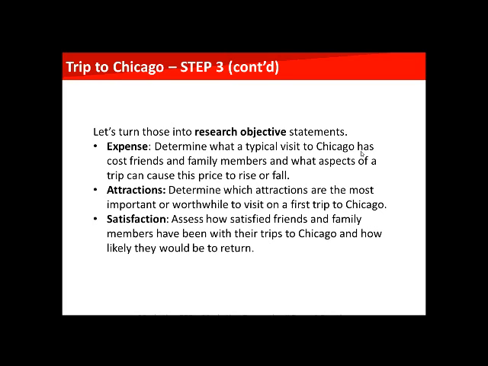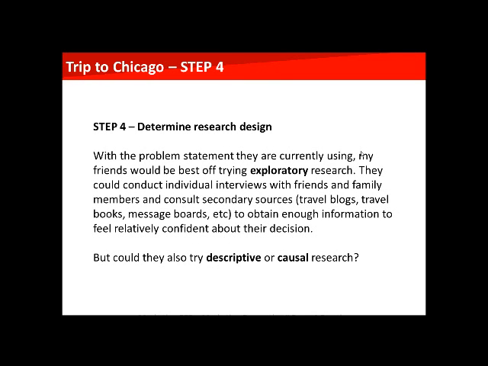Attractions. Determine which attractions are the most important or worthwhile to visit on a first trip to Chicago. So the information that we're going to seek is going to help us to identify those attractions. And then finally, satisfaction. Assess how satisfied friends and family members have been with their trips to Chicago and how likely they would be to return. So in gathering information, we have an objective for each of these constructs now, and we know what kind of information we need to get. So now we need to think about research design.